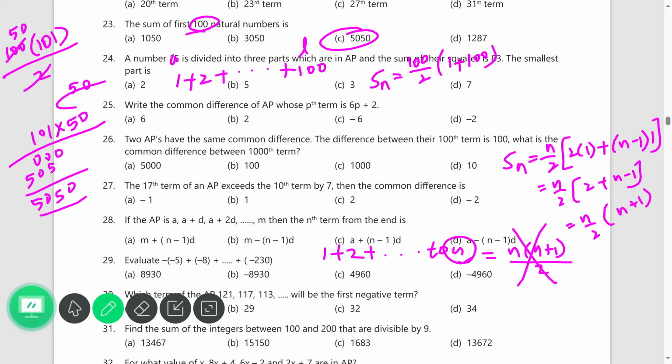Okay. So sum of first 100 natural numbers, in the sense 1 plus 2 plus 3, it's going on till 100. This is the general form. This is the general form. Is it okay, guys? Right?